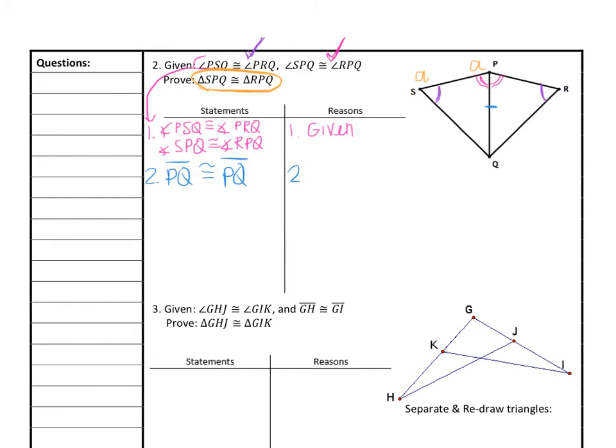This is not because vertical angles are congruent. It's not even an angle at all. So remember that if you see yourself in a mirror, you see your same exact self, you see your reflection, so this is called the reflexive property.